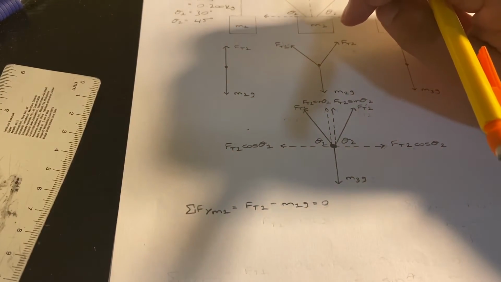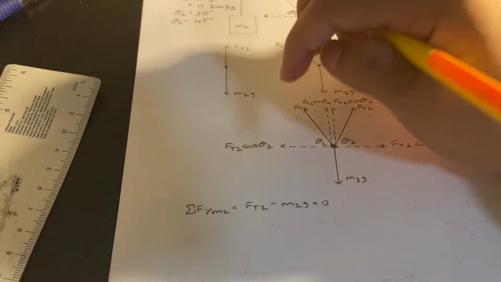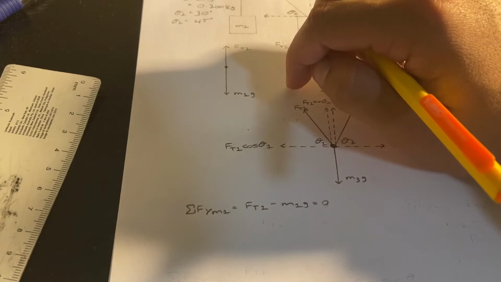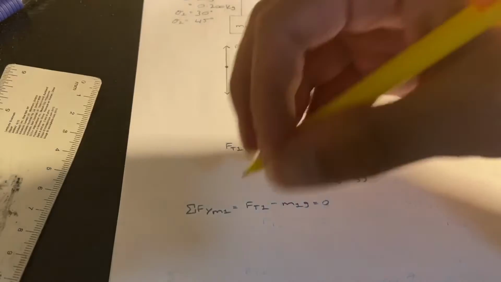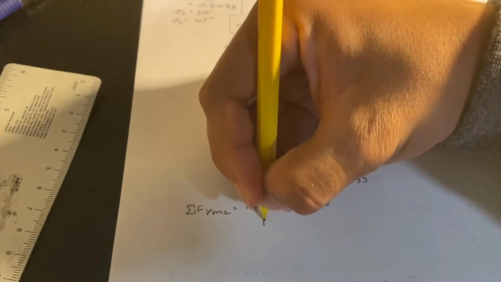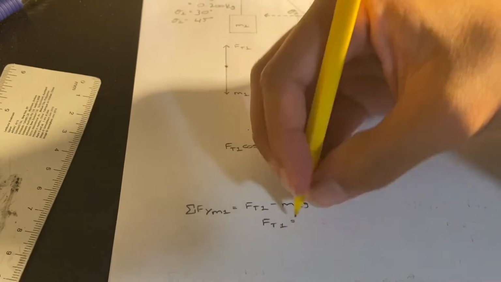If we manipulate this equation, we can see that force tension 1 is equal to M1G, and the way we do that is we add M1G to both sides, and we get that force tension 1 is equal to M1G.